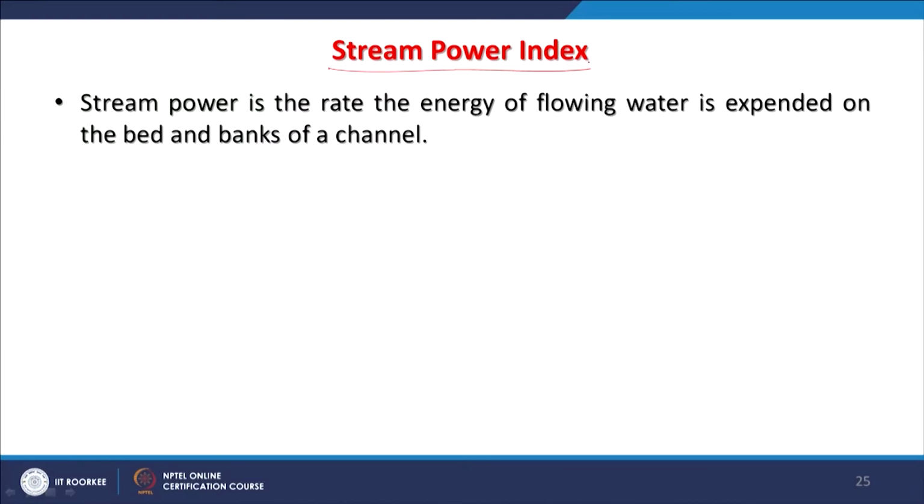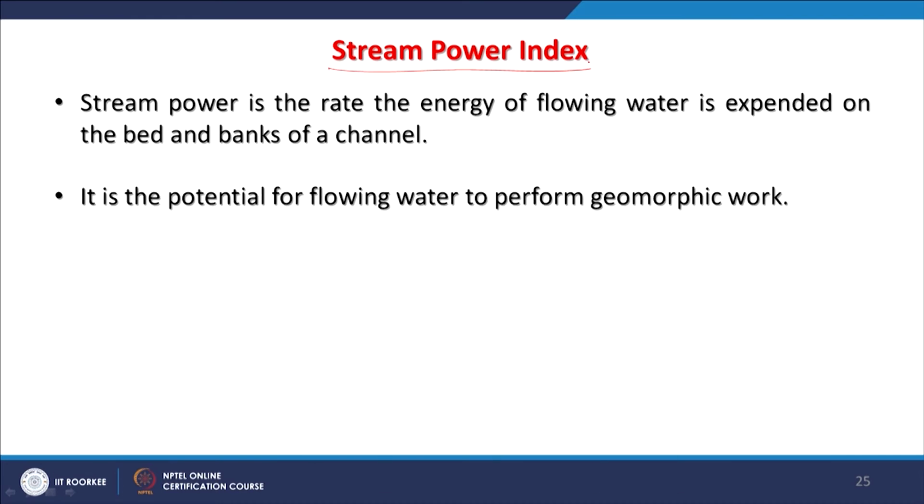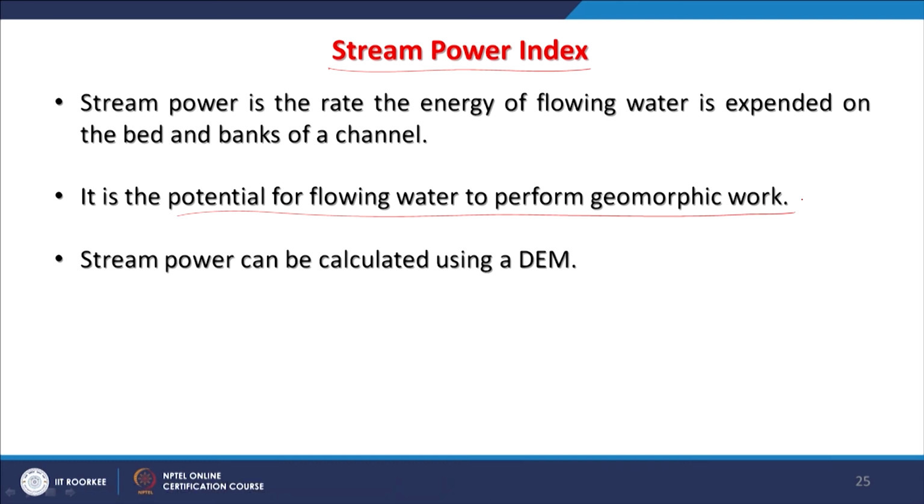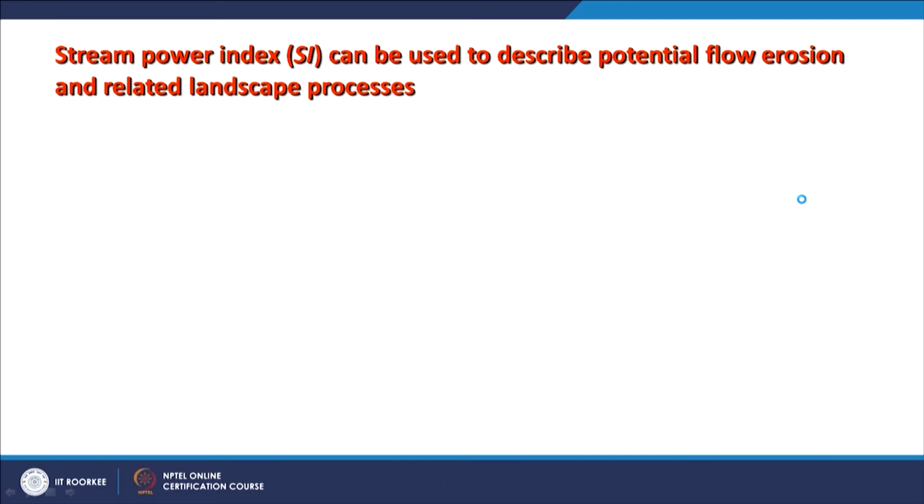Another product is the stream power index, which is the rate at which the energy of flowing water is exerted on the bed and banks of the channel. How powerful, what is going to be the velocity or power of flow along the stream or in the margins or in the banks, and it is the potential of flowing water to perform geomorphic work. Geomorphic work, the basic work, is erosion and deposition, which creates different landforms. And stream power can be calculated again using a digital elevation model. So that is also one of the derivatives.